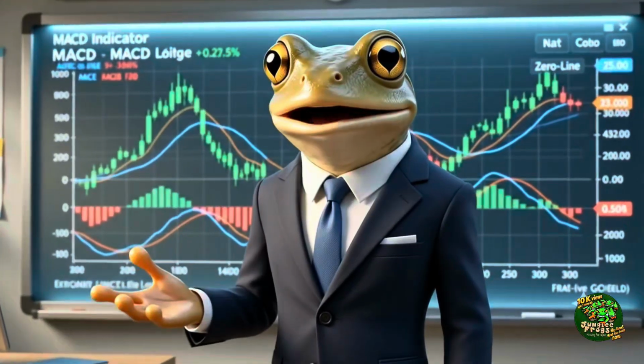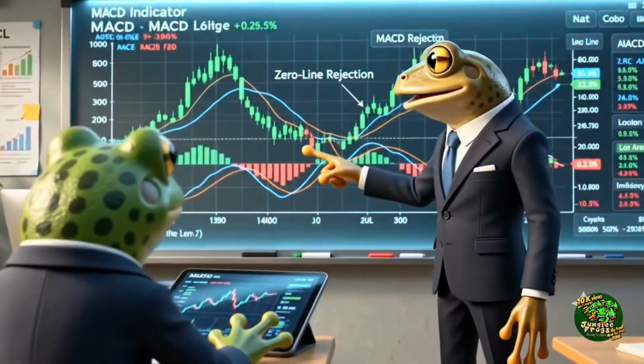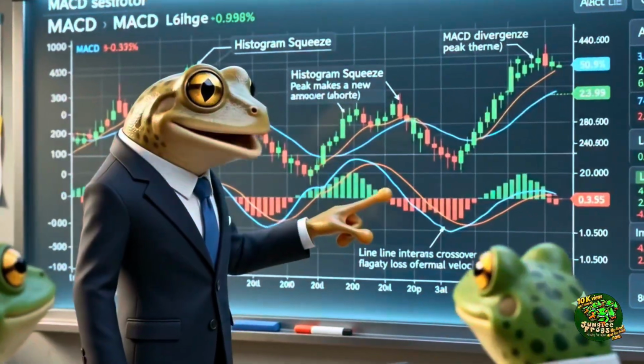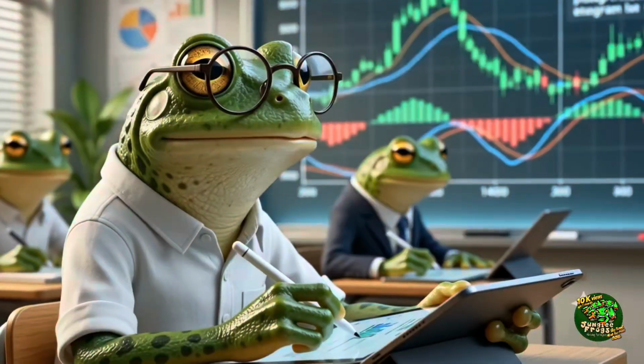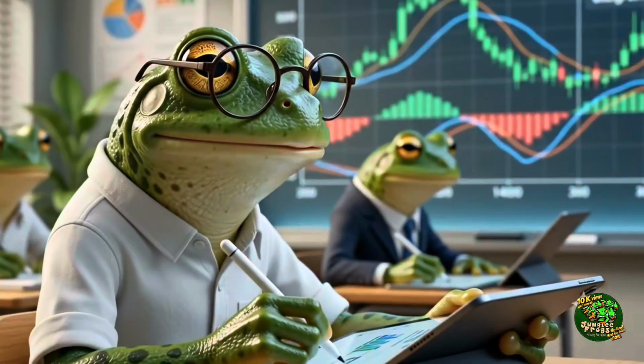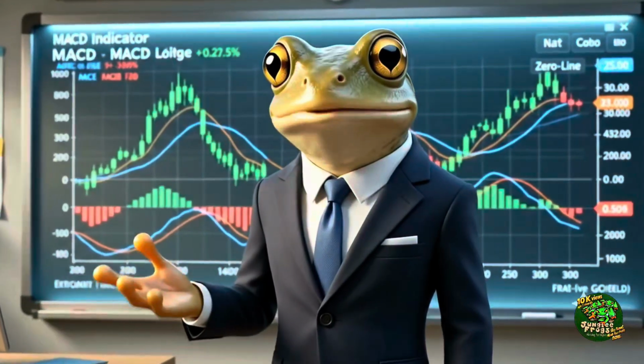Now let's explore advanced zero-line rejection. Notice how the MACD line hooks back up. This histogram squeeze flags a loss of velocity. Master this to avoid common retail traps. Apply these insights to master your trading.